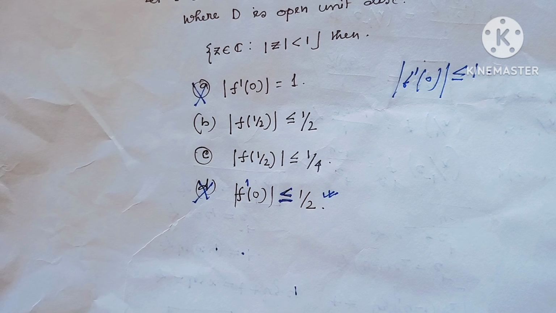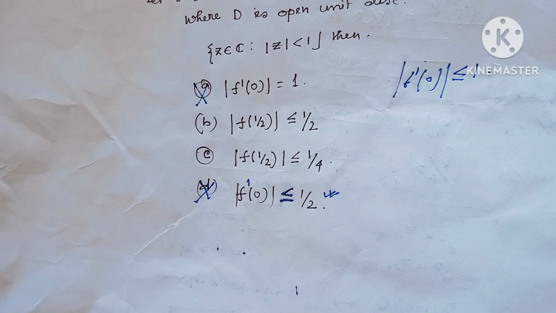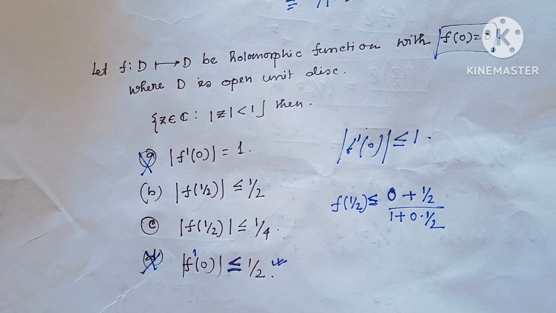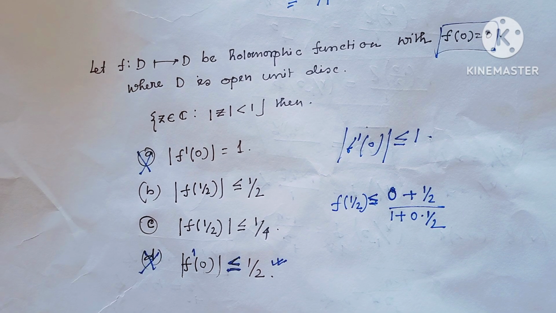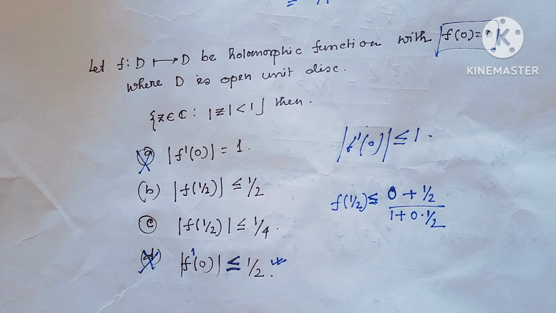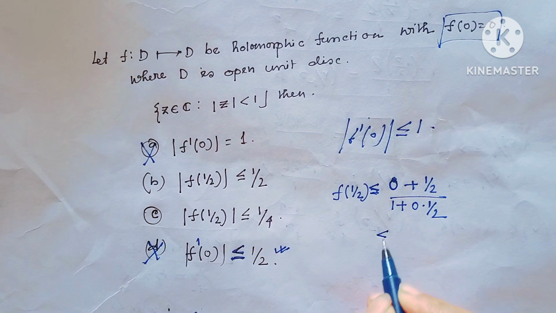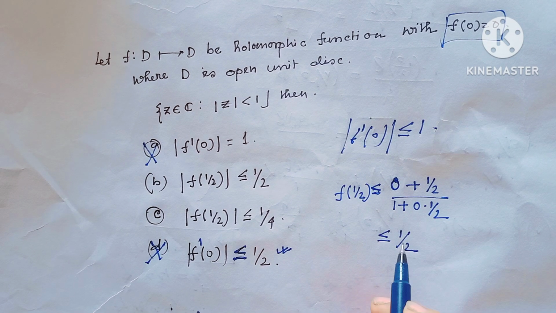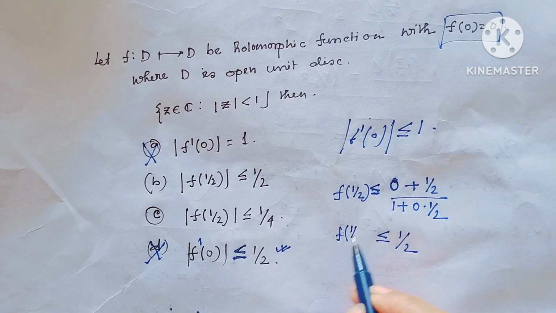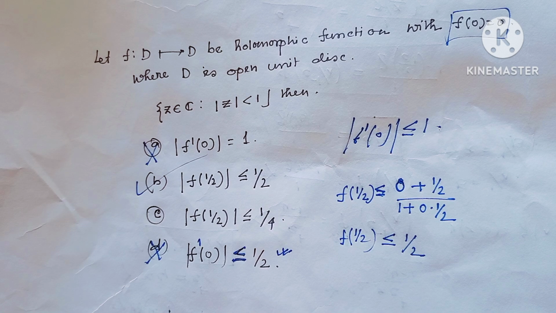And B and C: option B implies |f(1/2)| ≤ 1/2, and option C implies |f(1/2)| ≤ 1/4. Option B is a right option, because by this I have got |f(1/2)| ≤ 1/2. So option B is the right option, but option C is not right.